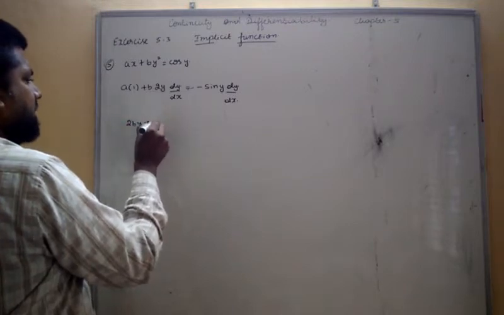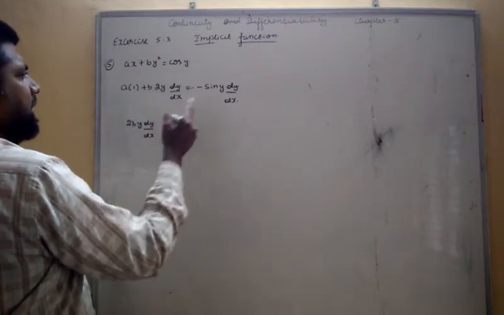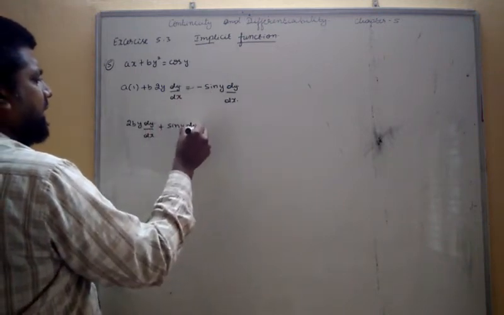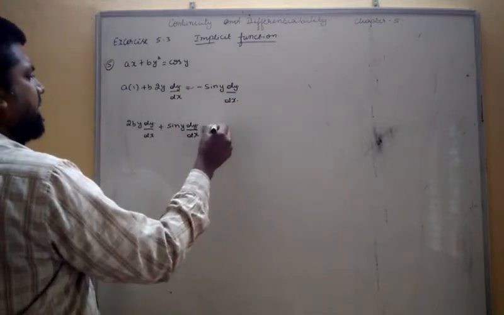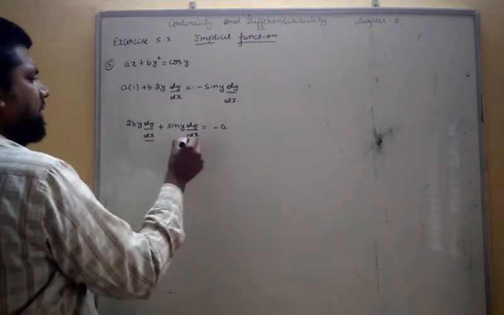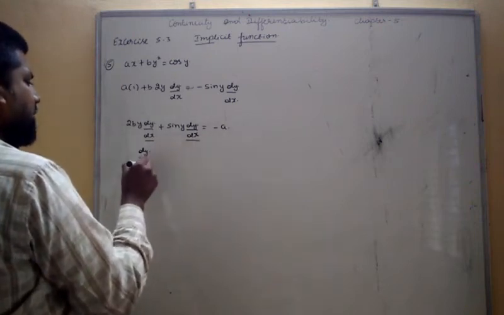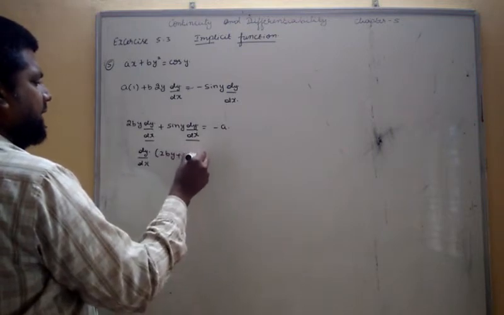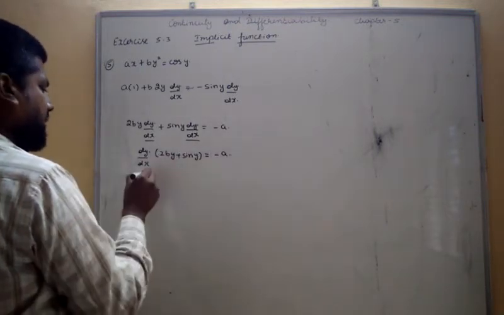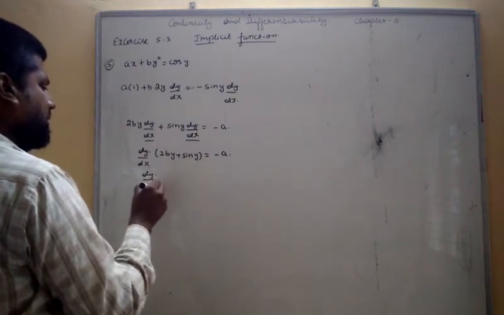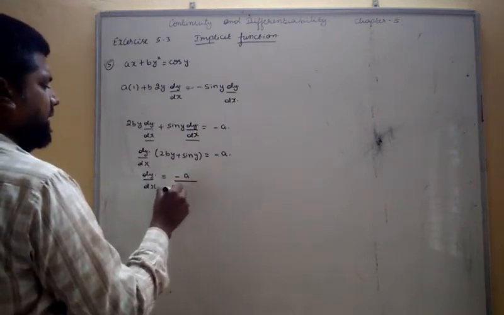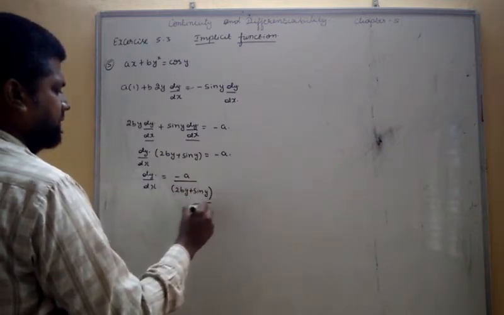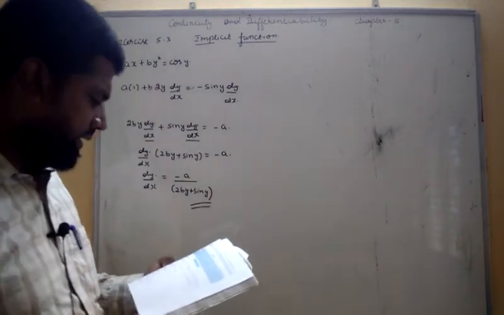dy by dx keep on the left side. Then shift the minus sign to the right side, plus sin y dy by dx. Then shift a to the right side, minus a. Then take dy by dx as common here. If you take dy by dx as common, 2by plus sin y is equal to minus a. Then dy by dx is equal to minus a by 2by plus sin y. Take down the next one, the sixth problem.